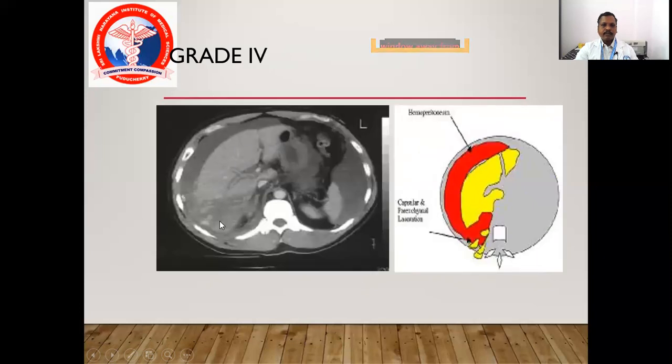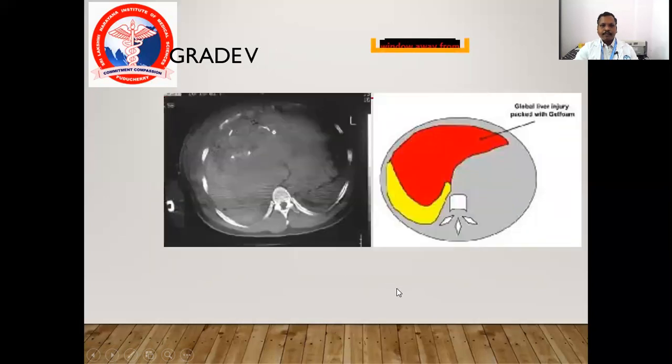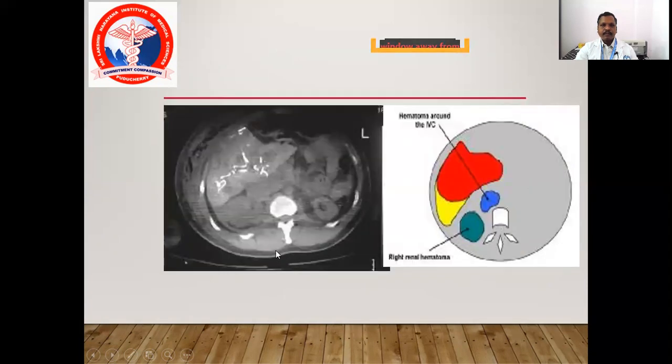And you see a worse grade where there's a lot of devascularization and lobar disruption, and a big hematoma around the capsule. So this will form a grade 4, mostly more than 10 centimeters. Okay, fine. The grade 5 injury is much worse. As you see, there's a lot of devascularization going on and hardly any normal tissue you can see. This is the other form where the vascular pedicle and other structures have gone, and there's a small hematoma around the IVC. All those things constitute a very severe injury.